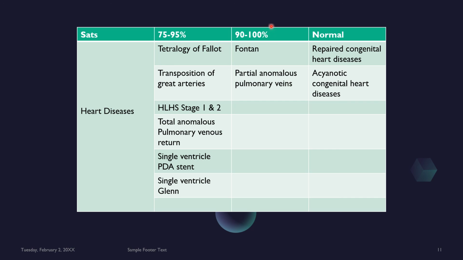The pathologies where you see a saturation between 90 to 100% are Fontans of all variety and partial anomalous pulmonary veins. The rest of the cyanotic heart diseases typically have a saturation between 75 to 90% or 95%, like tetralogy of Fallot, transposition of great arteries, hypoplastic left heart stage 1 and stage 2, total anomalous pulmonary venous return, single ventricle PDA stents, and single ventricle in the Glenn stage.